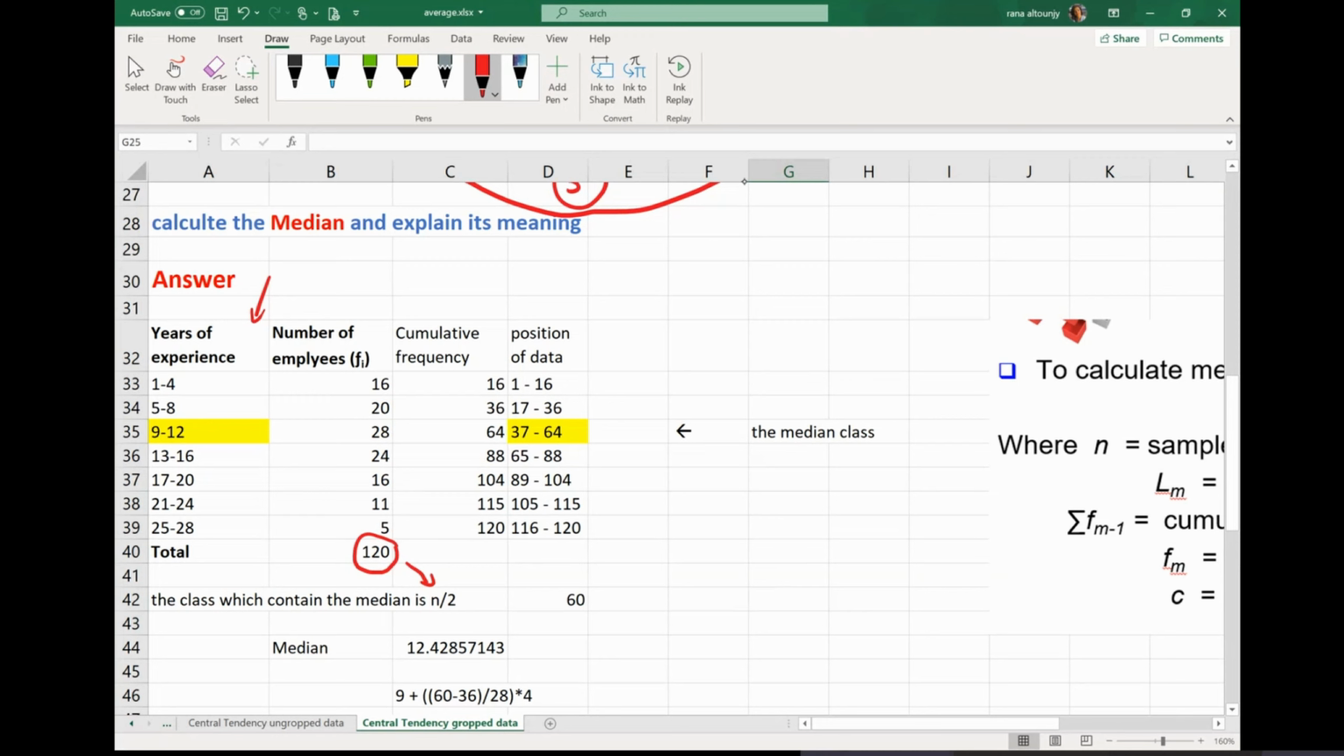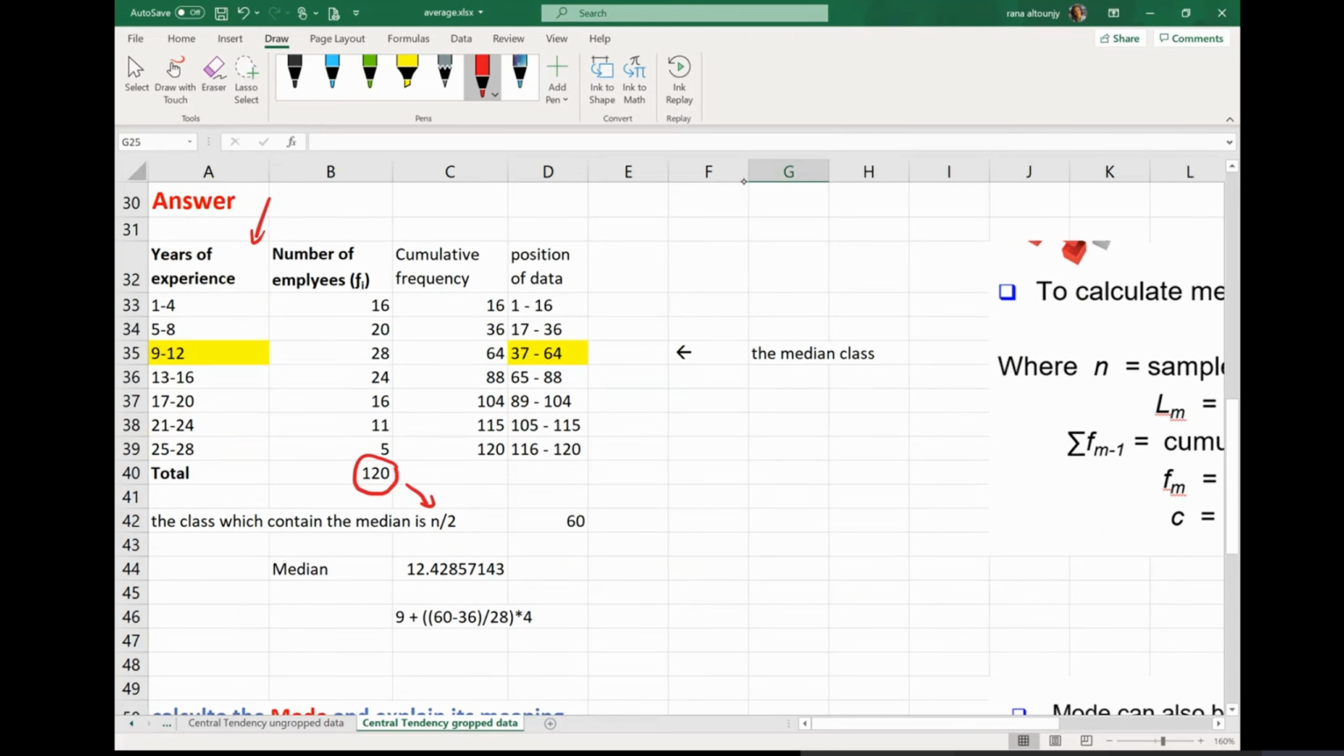Okay, so to find the median class, you have to divide the total frequencies by 2. So here we have 120 divided by 2, so 60.